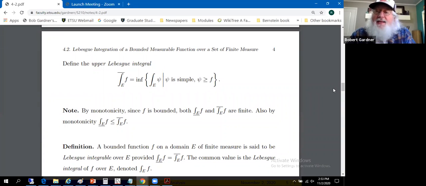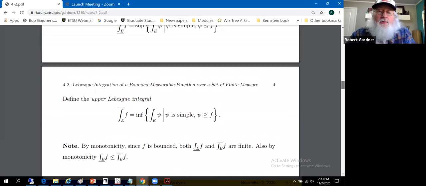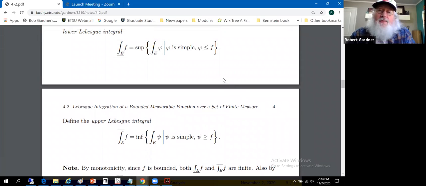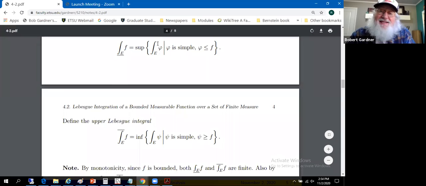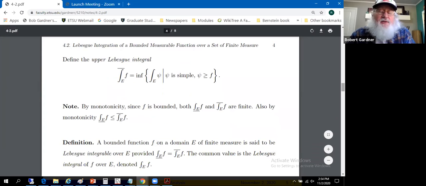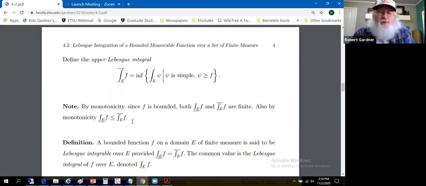Also, for any particular phi and psi, the phis are less than or equal to f, and the psis are greater than or equal to f. So when I compare an integral of a phi to an integral of a psi, monotonicity of simple functions will tell us these integrals are less than those integrals. Not a big surprise, but that monotonicity will lead to the conclusion that lower Lebesgue integrals are less than or equal to upper Lebesgue integrals for the same function over the same set. Just a quick observation. It comes so easy given what we currently know.